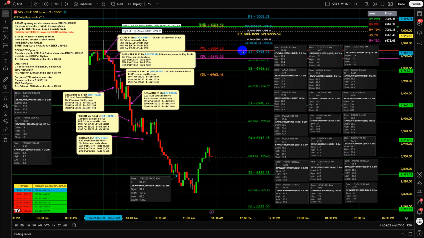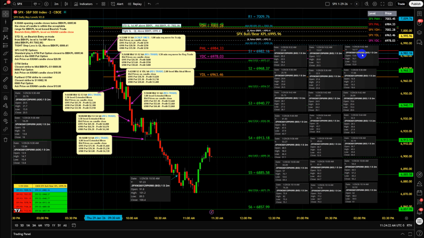The length of the level move in your favor is calculated by taking the level that you're taking the trade from to that specific level. So even though this trade started, as you can see here, the candle below the bull bear KPL, for purposes of calculating the exit for the scalp and for other trades, you're calculating it from the level that you took the trade from in the direction that you took in the trade, in this case bearish. So a one level move is S1 from the bull bear KPL. So that is your scalp exit.